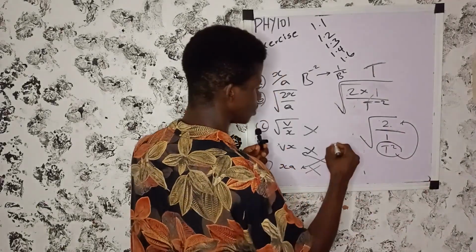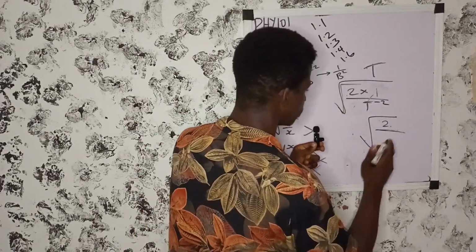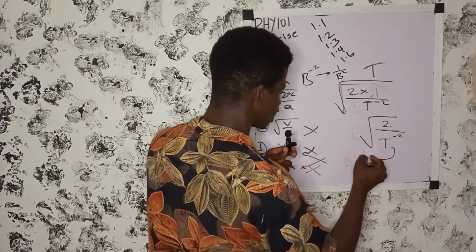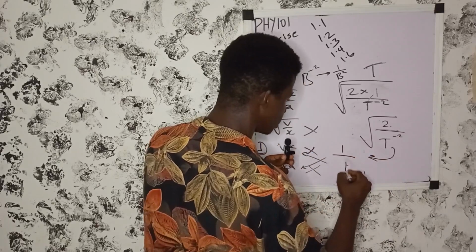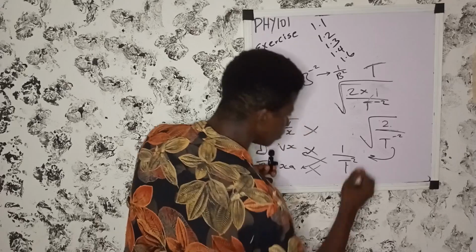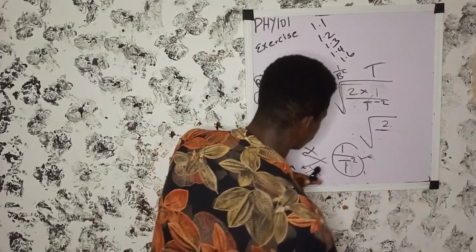I don't know if you get. We landed at t raised to power minus 2. And t raised to power minus 2 is the same as what? 1 over t raised to power 2. Abi? Yes.